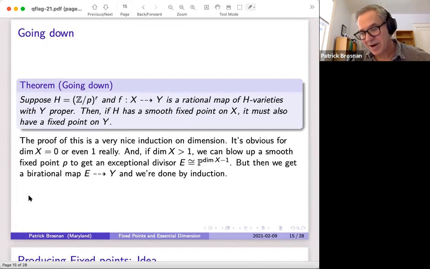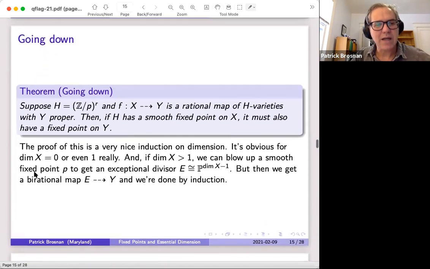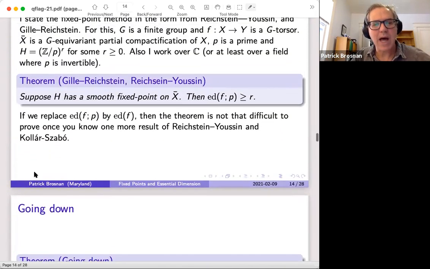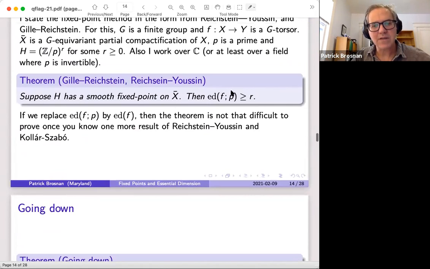Okay, I don't know, that might have gone too fast. It's a pretty simple thing. And it's not too hard to see that it implies this, at least if you remove the at P.